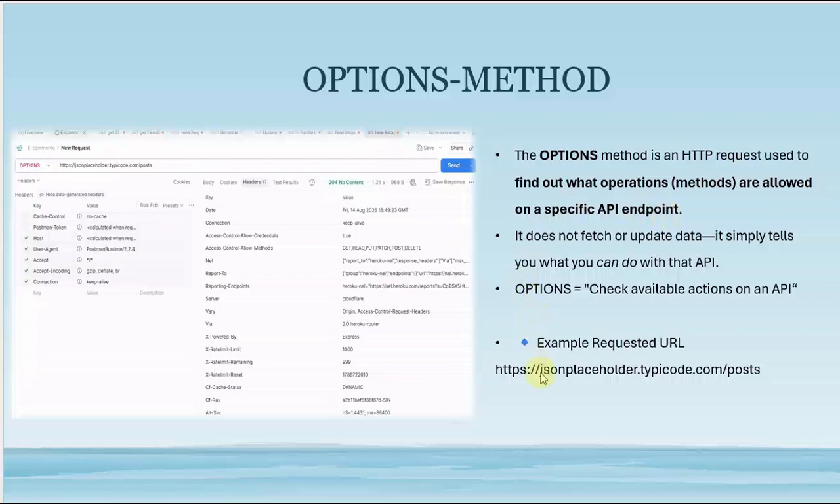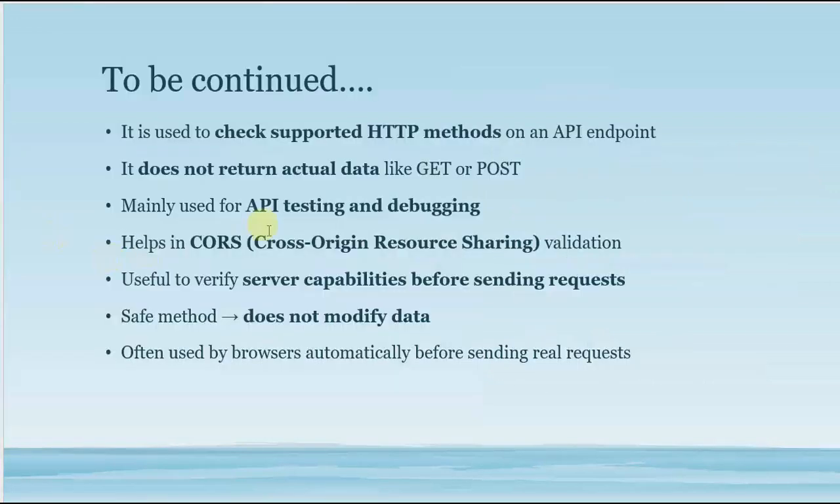Here, I'm showing you some points about OPTIONS. It is used to check supported HTTP methods of an API endpoint. It does not return actual data like GET or POST. It is mainly used for API testing and debugging. It helps in cross-origin resource sharing validation. It is useful to verify server capabilities before sending the request.